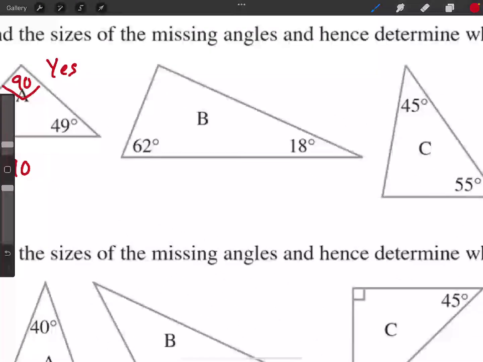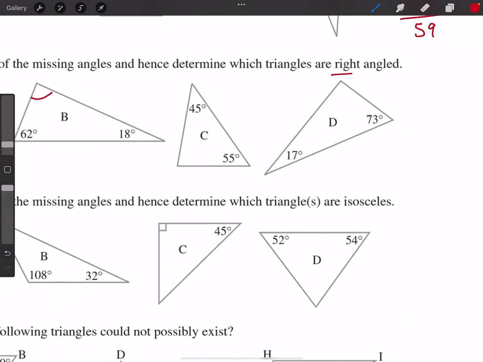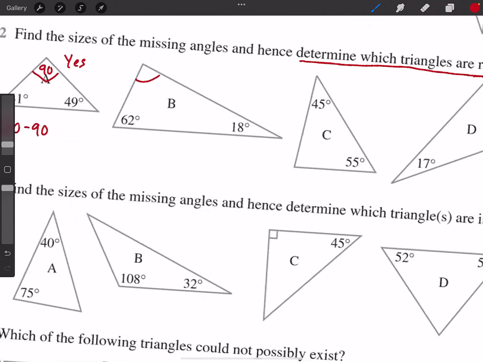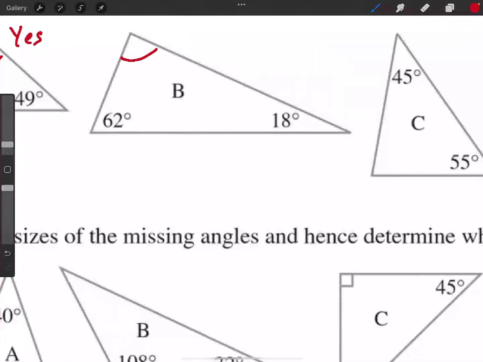So that's all we've got to do. We've got to find the missing angle. And if that angle happens to be 90 degrees, then therefore it's a right triangle, like this one. It says determine which triangles are right triangles. So let's have a look at this one. We've got 62 plus 18 degrees plus some angle there, let's call it X. And that's equal to 180 degrees.